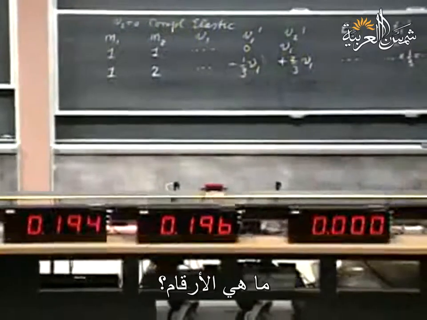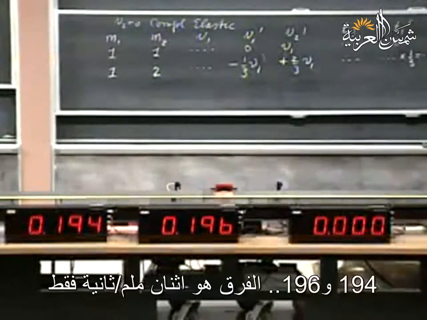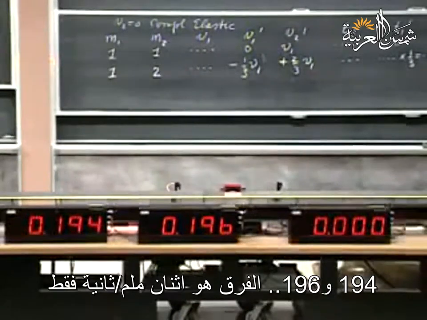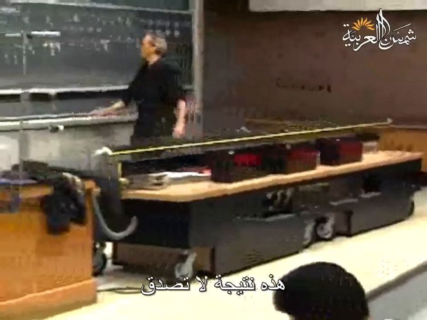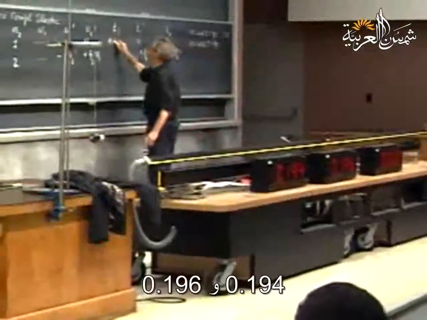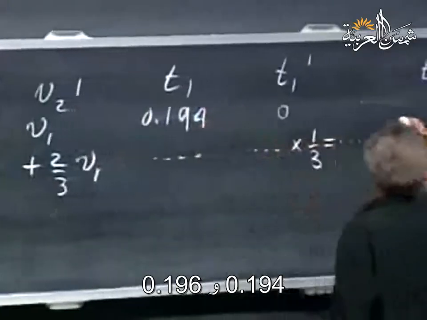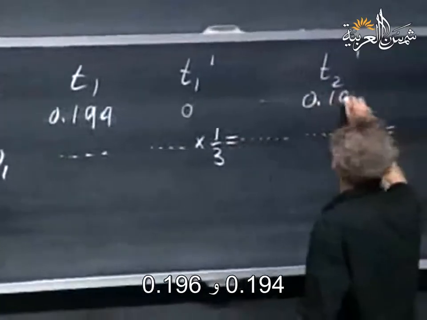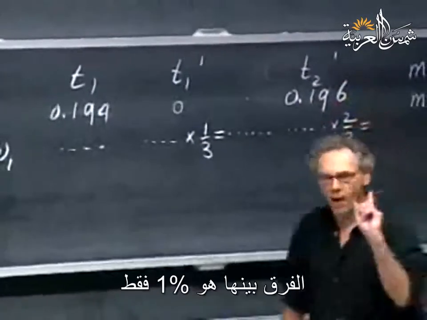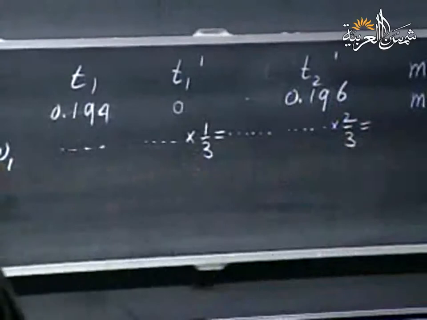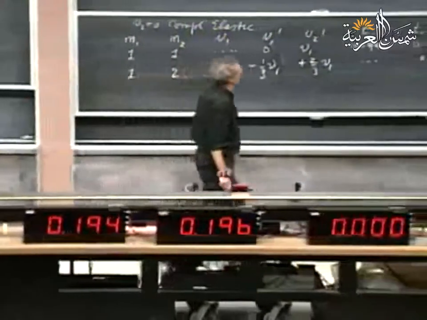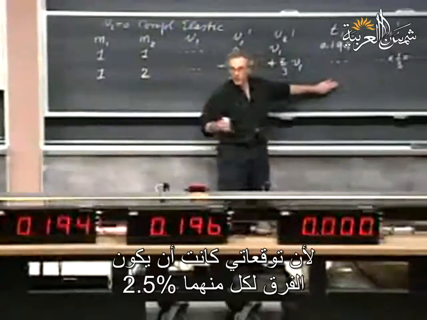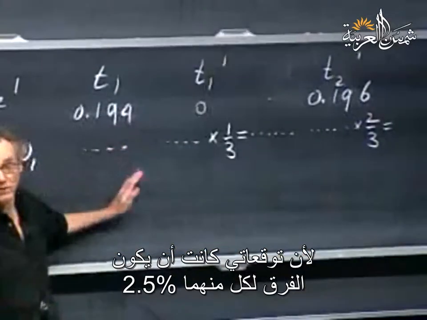What are the numbers? 194 and 196. Only 2 milliseconds difference. That is an incredible result. 0.194 and 0.196. It's only 1% difference between them. Way within my wildest expectations, because my expectations were that they could be off each by 2.5%.